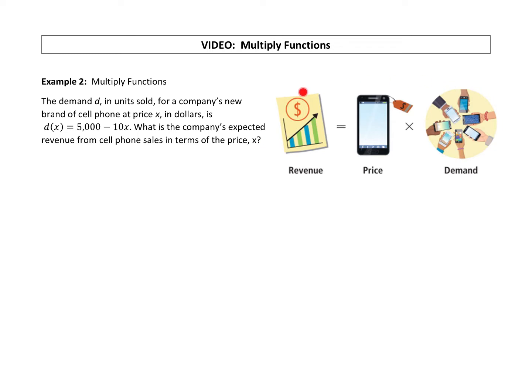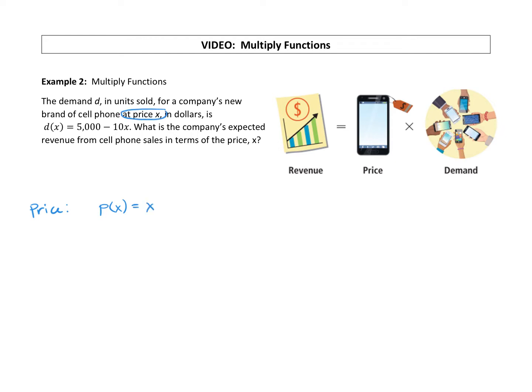So they gave us a little formula to follow here. Revenue is going to be equal to the price times the demand. So we are going to define our price function, our demand function, and then we will define the revenue function by multiplying those together. So first, our price function. Price, P of X, they told us that the price is X. So that's just equal to X.